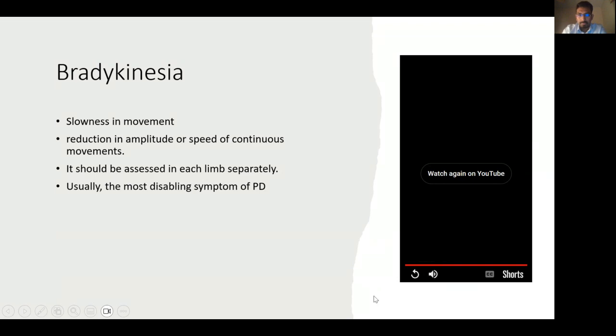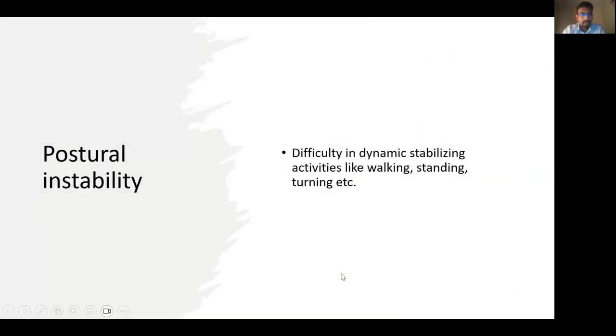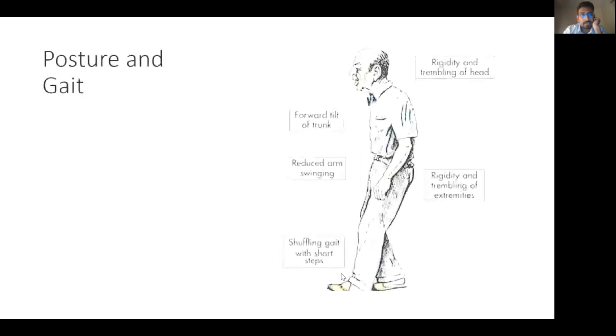Let's go to the next one. Postural instability, well, the name explains itself. It's difficulty in maintaining a posture and stabilizing activity in walking, standing, turning, etc. The patient finds it most difficult to maintain stability in turning and when going through a narrow door. That's why sometimes the patient can come with a fall. But as we have already discussed, we don't see falls frequently in the early stage of Parkinsonism. If we do, then we need to question whether it is Parkinsonism or Parkinson's plus.